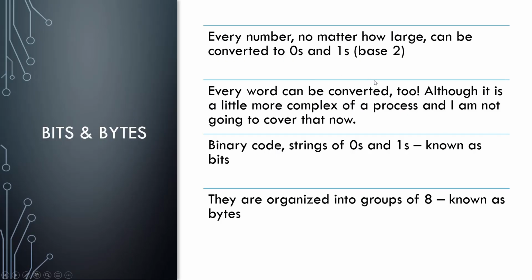Every number, no matter how large, can be converted to zeros and ones. This is considered base 2. Every word can be converted too, although it is a little more complex of a process, and I'm not going to cover that in this video. Binary code, strings of zeros and ones, are known as bits. They are organized into groups of 8, known as bytes. So 8 bits equals a byte.